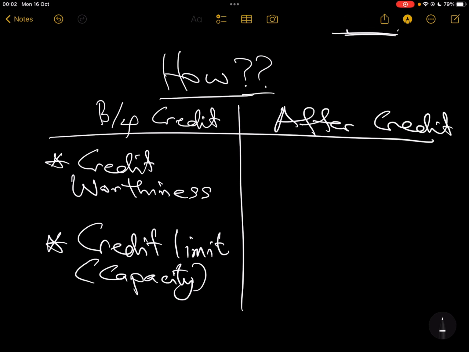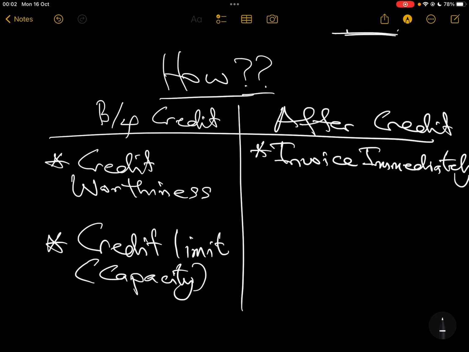So how do you manage your accounts receivable after you've advanced credit to these customers, which means you have sold to the customers? These customers have departed with your goods or service. Then how do you get your money back? The first thing is, you must invoice immediately. Don't delay. The delay might be dangerous. So you have to invoice immediately.